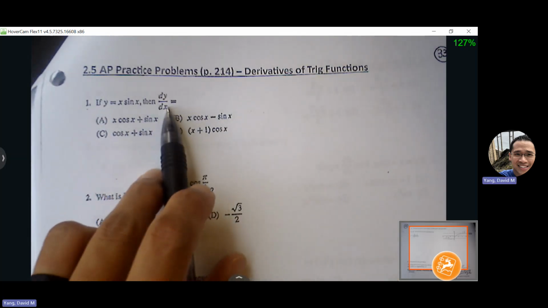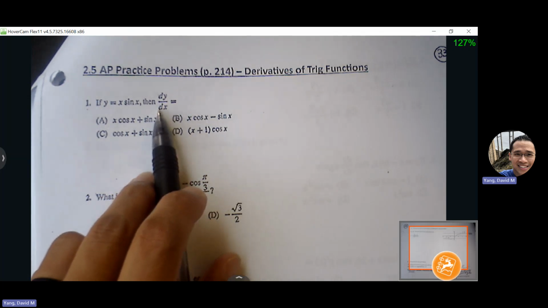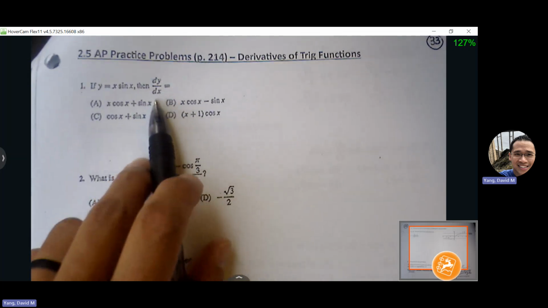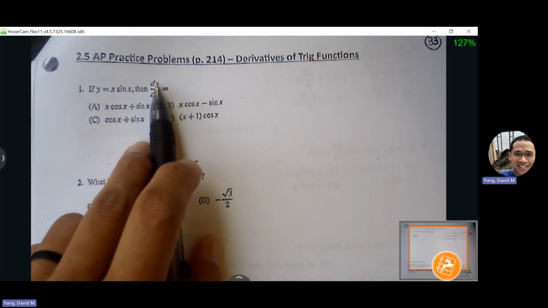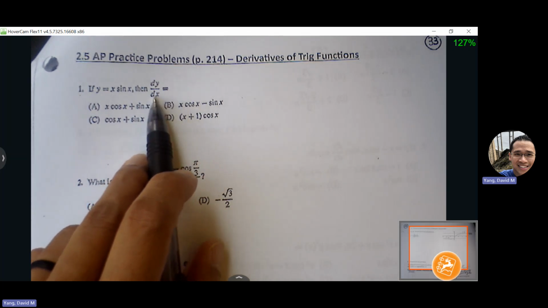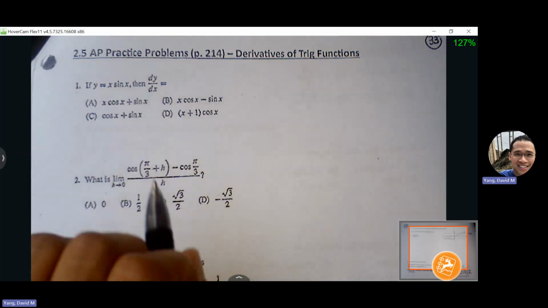Notation. If you see this dy dx, that is another way of saying f prime or y prime. It's more descriptive in the sense that this is saying find the derivative of my dependent variable y with respect to my independent variable x. So it's more descriptive in that way, but it just means find the derivative.